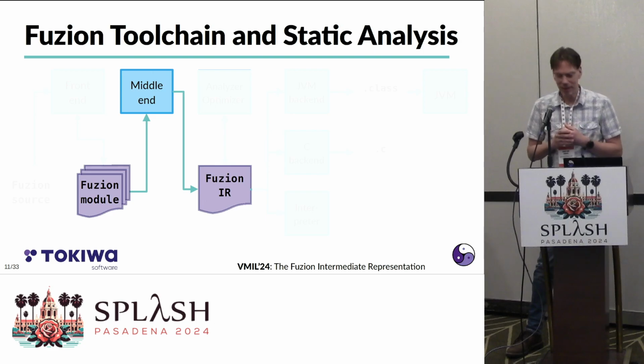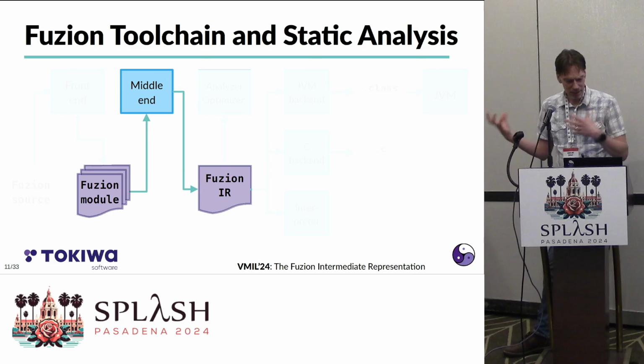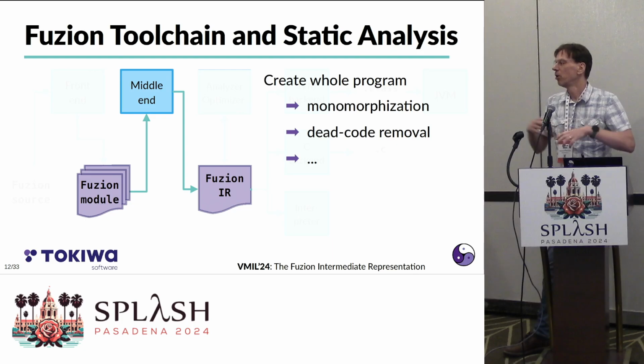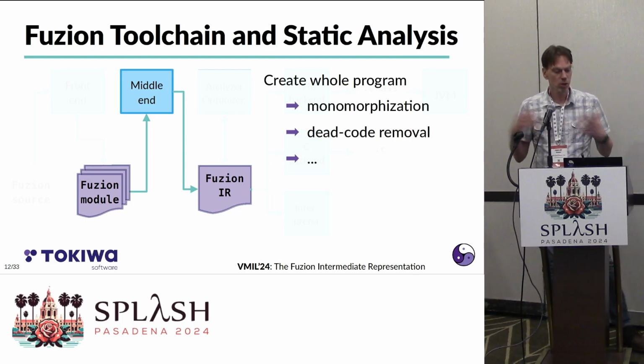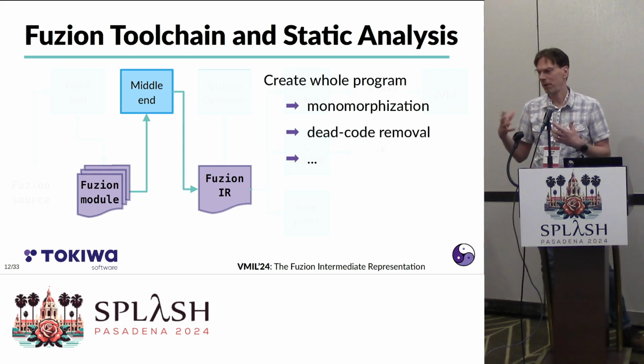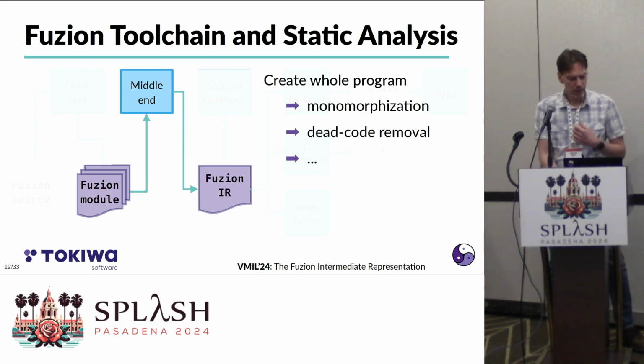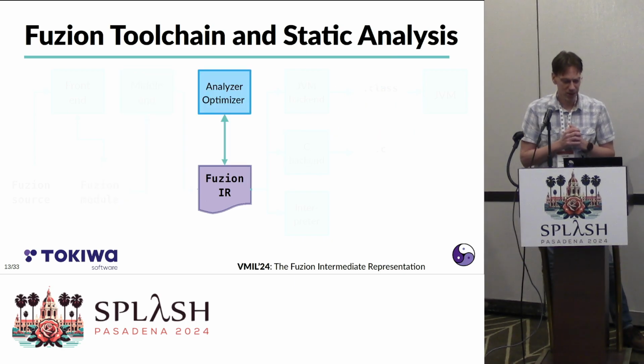Then the middle end takes a set of Fuzion modules and compiles them into a Fuzion Intermediate Representation, which represents a whole closed application. So the main thing the middle end does is so-called monomorphization. So it replaces all parametric types by actual runtime types. It does things like dead code removal and some smaller optimizations.